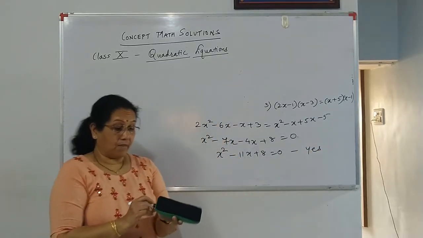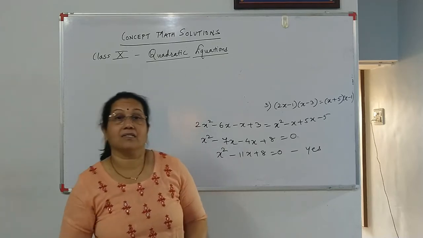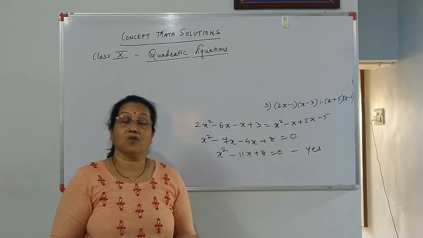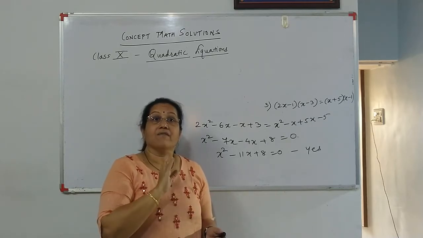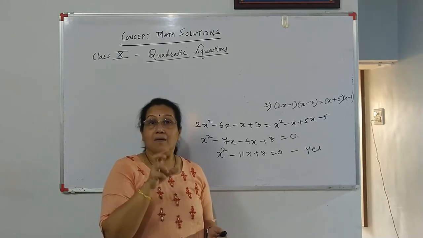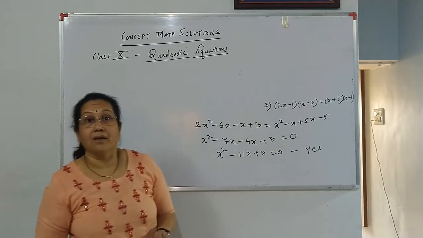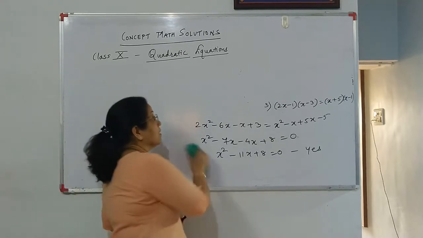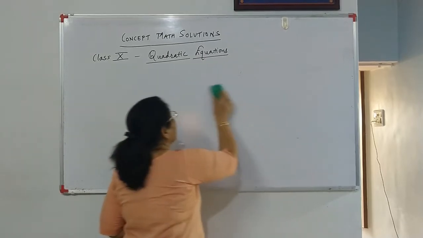That is, in the first exercise, they have given some expressions and asked whether they are quadratic equations or not. First, what you should do is simplify and cancel the terms if they are getting cancelled, combine the terms and then conclude whether they are quadratic or not. A quadratic equation is an equation with degree 2.